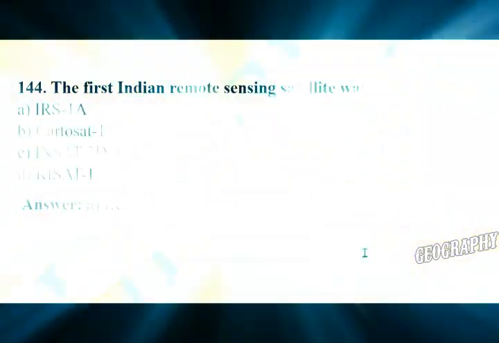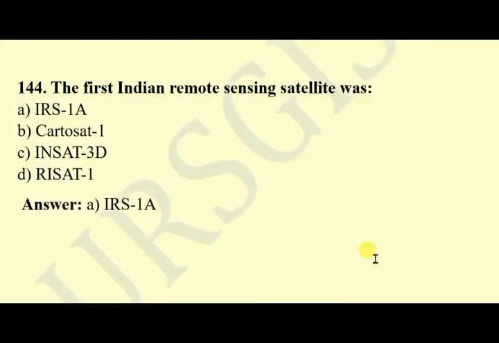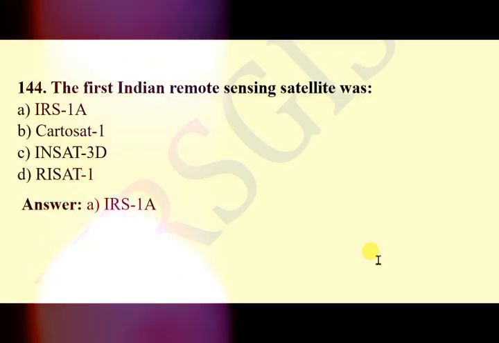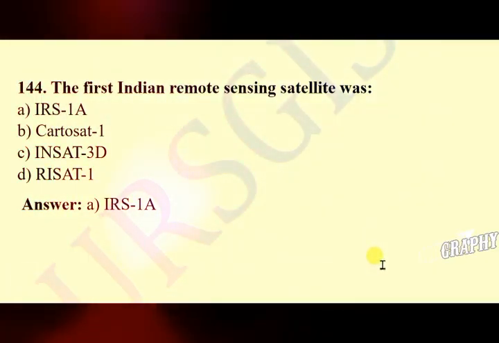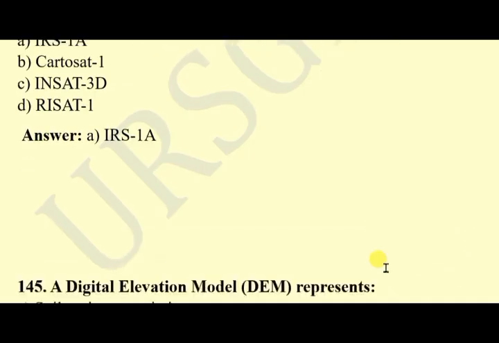Question 144. The first Indian remote sensing satellite was IRS-1A, Cartosat-1, INSAT 3D, RISAT-1. Here the right answer will be IRS-1A, the first Indian remote sensing satellite.